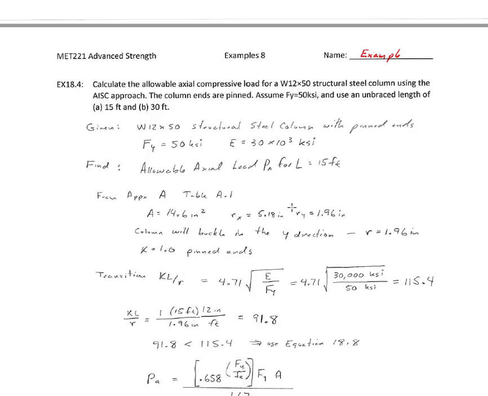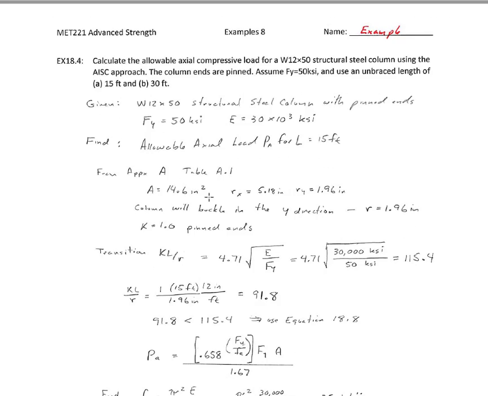Okay, so then we go into Appendix A. For the beams, we get the area of this beam, 14.6 square inches, and then we get the radius of gyration in both directions, Rx and Ry. Here's the thing about columns, it will buckle in the weakest direction. So when we're going into this equation, we are going to use the smallest radius of gyration, r equals 1.96, because the column will always buckle in the y direction because the radius of gyration is smaller than the x direction. Our K is 1.0 because of the pinned ends, that's ideal column setup.